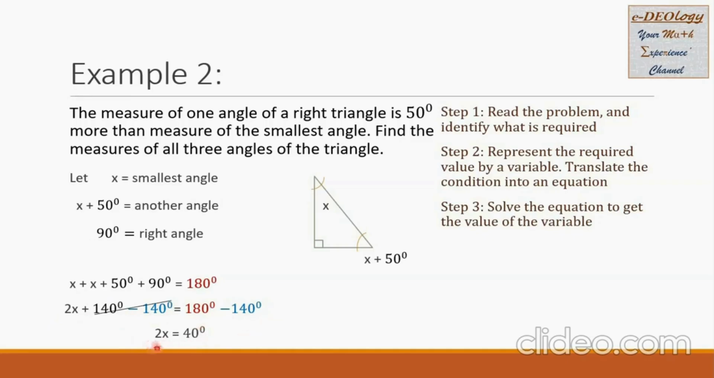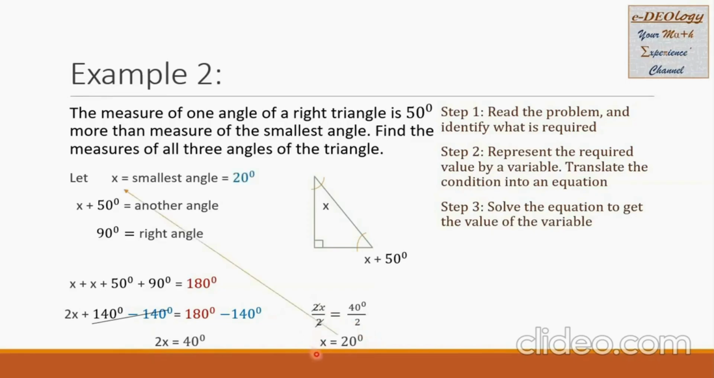We want to get the value of x, so we will divide the equation by the coefficient of x, which is 2. So the 2x divided by 2 equals the 40 degrees divided by 2. We can now cancel the coefficient with the 2 in the denominator. Only x comes down, and this is equal to 20 degrees. So take note, our x, in the beginning we said that this is the smallest angle. So we can put the value of 20 degrees on the smallest angle.